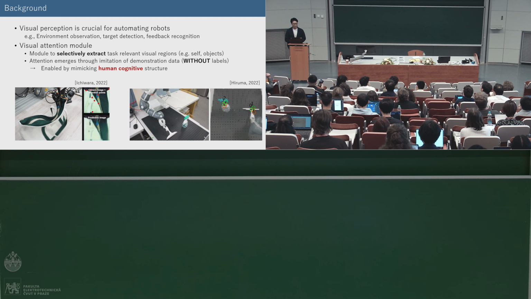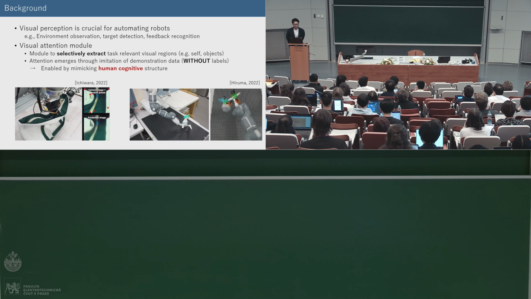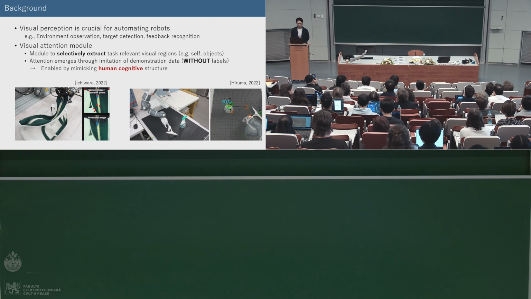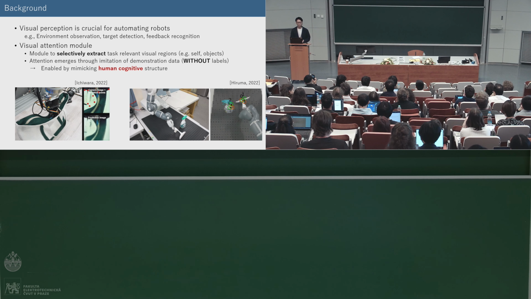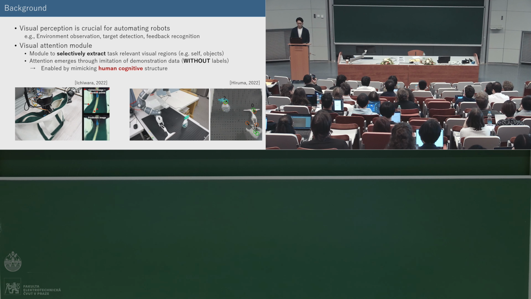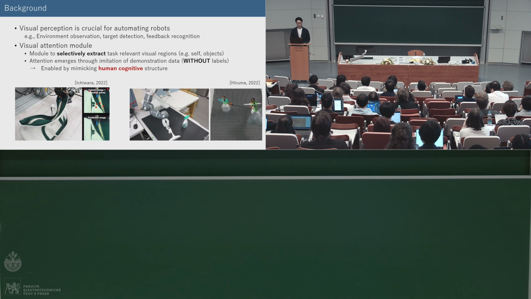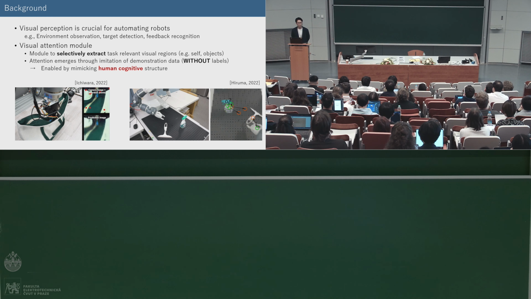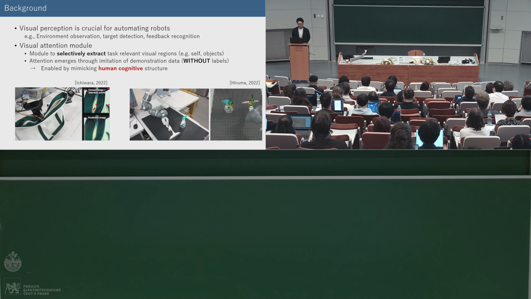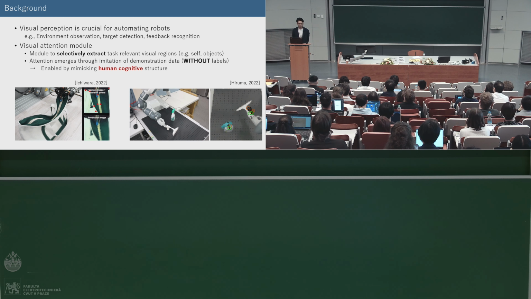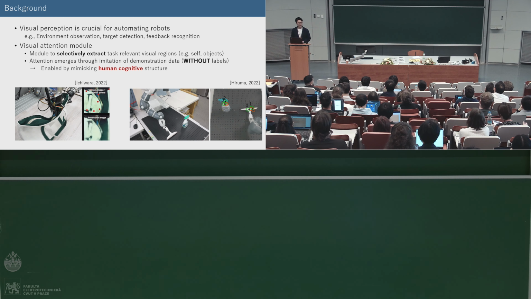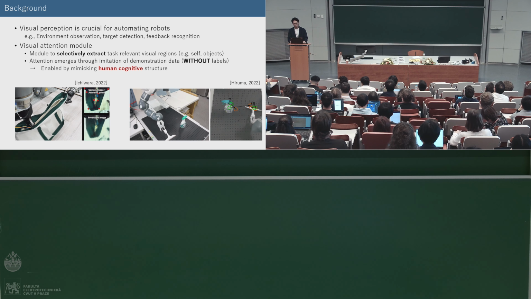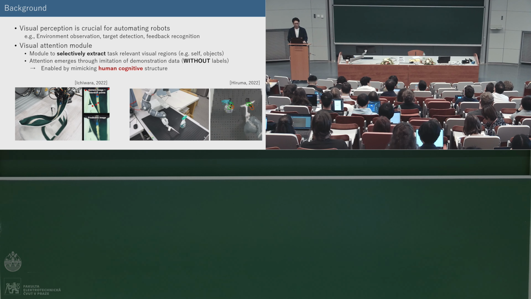So to start off, this is my motivation. Visual perception for robotics is crucial for automating them. They are used for observing the environment, detecting target objects, or also recognizing feedback of their own actions. To do that, recently, visual attention modules have gained attention. Those modules are a type of model that selectively extracts task-relevant vision regions, like the robot itself, and also objects around it.